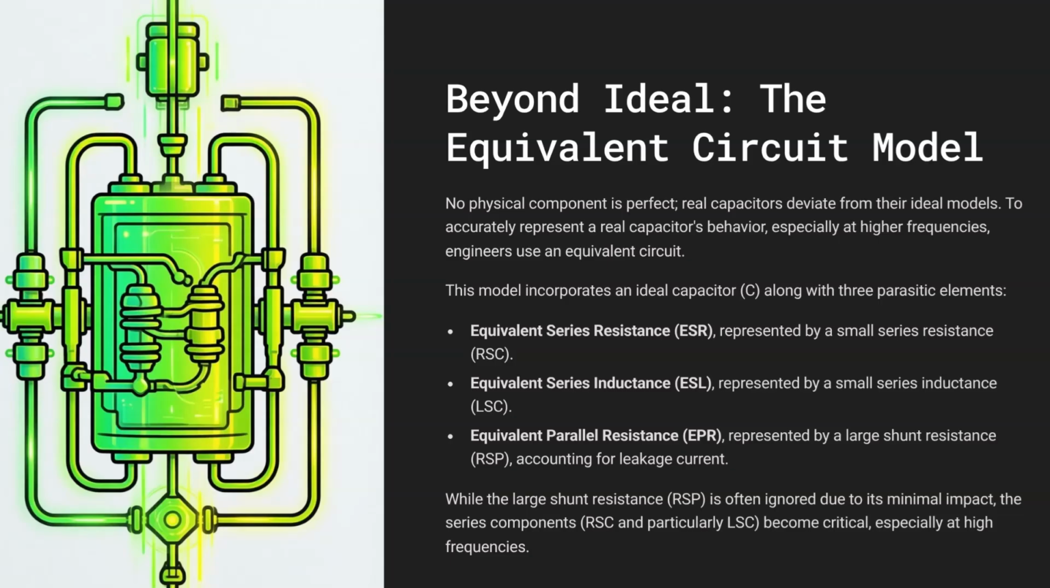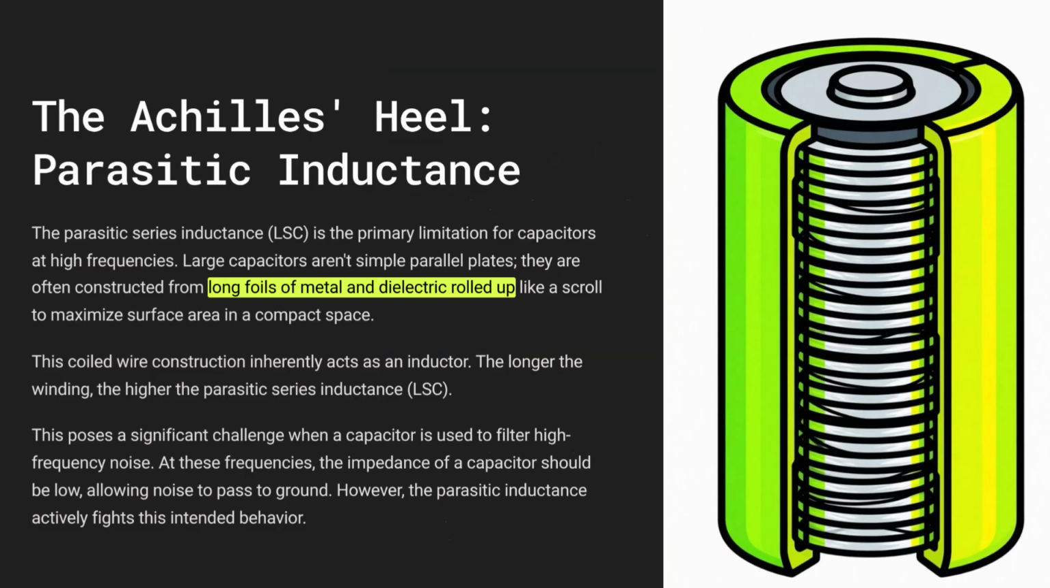But those 2 series components, RSC and especially LSC, they are the Achilles heel of a capacitor, especially at high frequencies. Why is that inductance so bad? Well, think about how large capacitors are made. They're not 2 simple plates. They're usually long foils of metal and dielectric, all rolled up like a scroll to maximize the area in a small space. A coiled wire, that's an inductor. It is. And the longer the winding, the higher that parasitic series inductance, LSC.